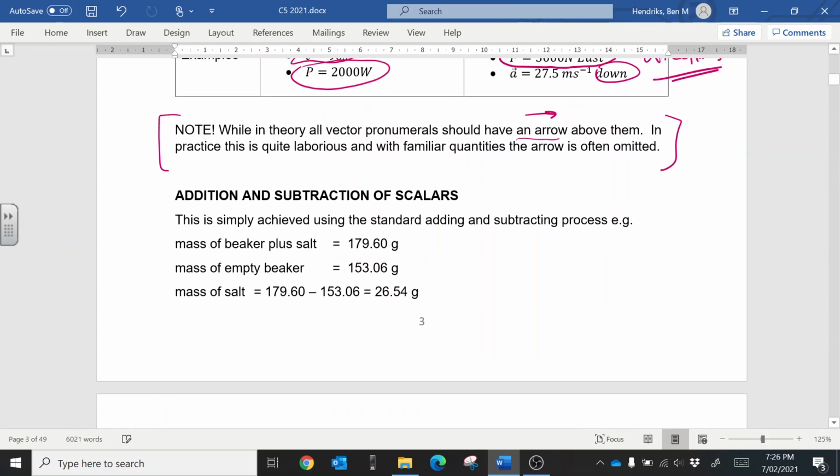Okay, so what we can do is add and subtract scalars and vectors. If you look at scalars to start off with, it's just the same as our normal addition and subtraction. If we had the mass of a beaker plus salt as 179.6 grams, and then the mass of an empty beaker, which is 153.06 grams, we can simply subtract this mass away from this mass, and we find the mass of salt.